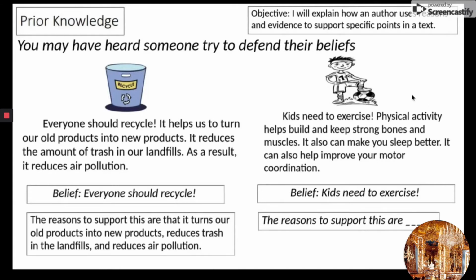It says, kids need to exercise. Physical activity helps build and keep strong bones and muscles. It also can make you sleep better. It can also help improve your motor coordination. Okay, so what's the main belief of this author? Well, clearly, it's that kids need to exercise. See if you can identify some of the supporting evidence of that belief.